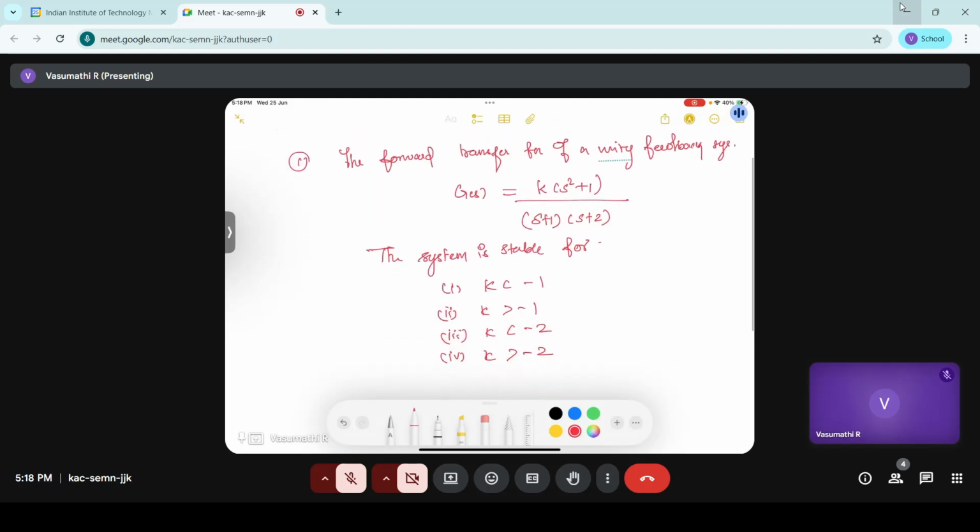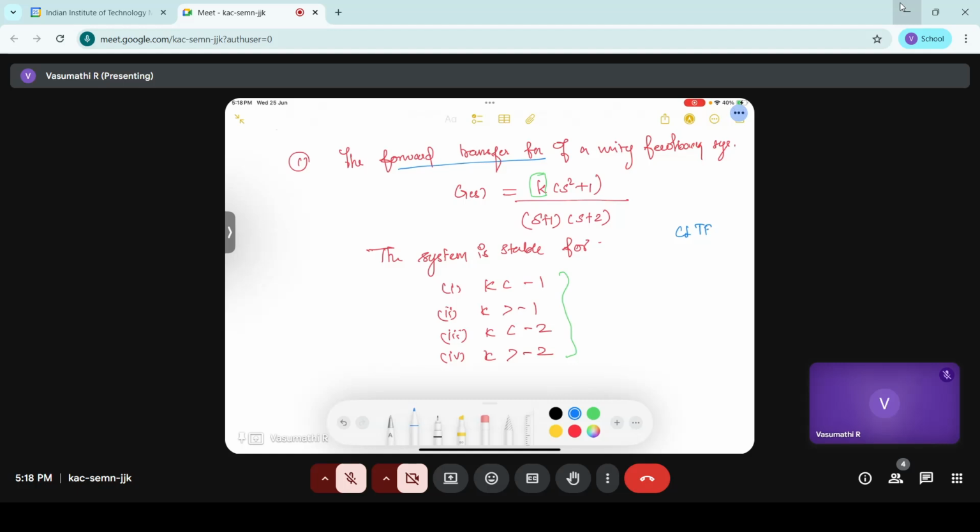They have given a transfer function which has gain k, which is unknown, and they are asking whether the system is stable for what kind of values of k. The catch here is the overall system stability can be well recognized from the closed loop system transfer function. But they have given forward transfer function gain here, right?